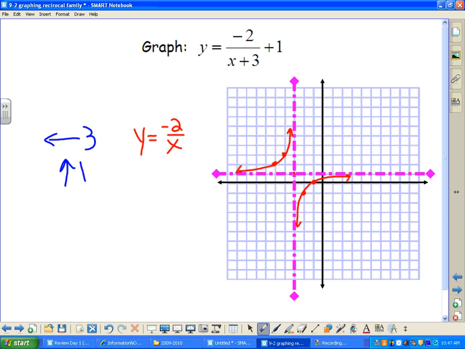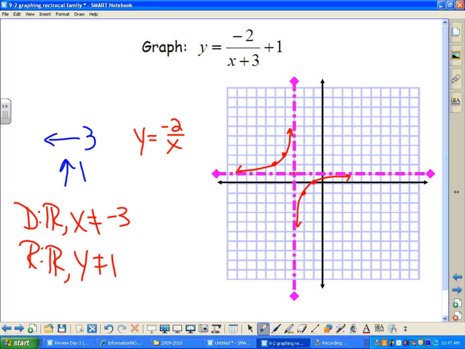Does that make sense? Could you give me the domain and the range here? The domain is all real numbers. X cannot equal, good. And the range, all real numbers. Y cannot equal 1. So then you also have your asymptotes, right? Okay. All right. Any questions on how to graph these?